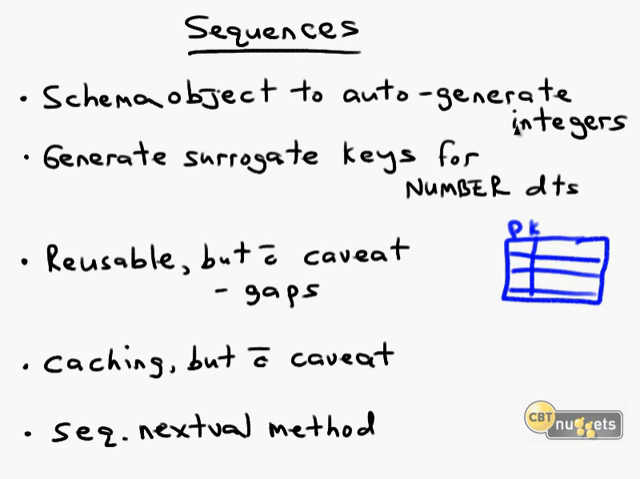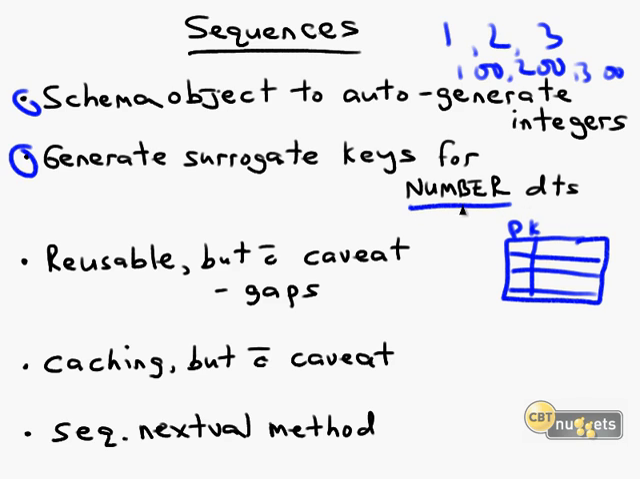However, to ease data entry and to reduce the possibility of human error, yes, that's a common theme in database design, isn't it? Oracle gives us this object called the sequence. Formally defined, a sequence is a schema object, that is to say it exists in the data dictionary permanently, that's used to auto-generate integers. Integers are whole numbers: 1, 2, 3, maybe we could do 100, 200, 300, etc. In most cases, we use sequences to generate surrogate keys for the number data type.